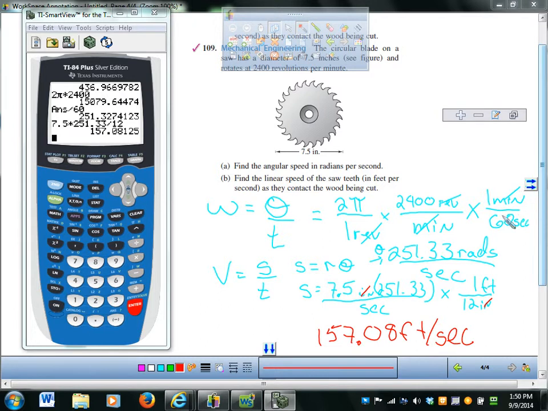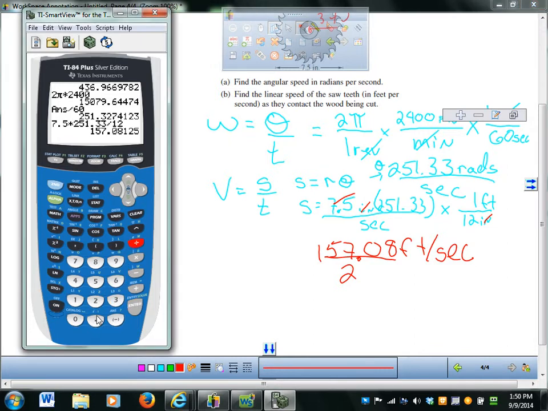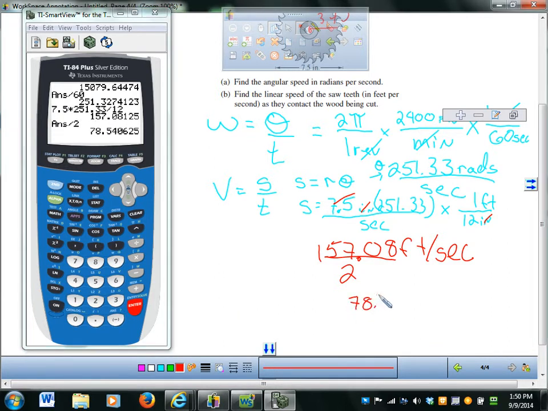I messed up, okay? Because this is supposed to be the radius, not the diameter, so that should be 3.75. So what happens is I take that answer and divide it by 2, because I'd be multiplying my smaller by a radius, not by the diameter. So 157.08 divided by 2, I get 78.54 feet per second, which is pretty fast.